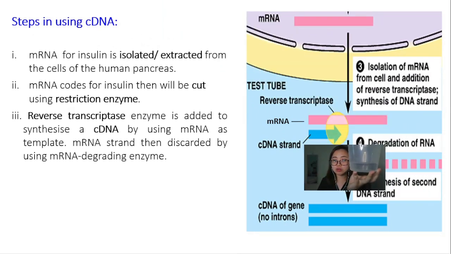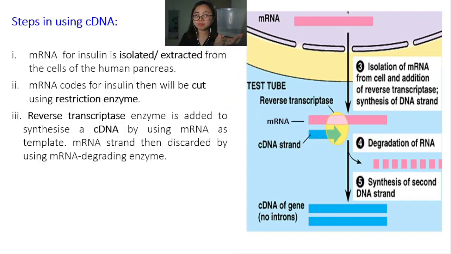So right now in my test tube, I have this thing. Yang separuh pink, separuh biru. After that, I am going to get rid of the mRNA. To get rid of the mRNA, I am going to use mRNA degrading enzyme. Enzyme yang menguraikan mRNA. So I take that mRNA degrading enzyme, saya tuang ke dalam test tube. Goncang, goncang, goncang. So after I add the mRNA degrading enzyme, the pink mRNA strand will be gone. And what is left is single strand cDNA.